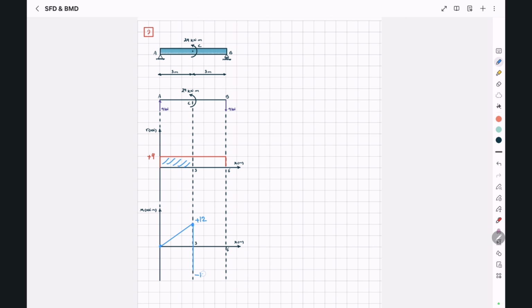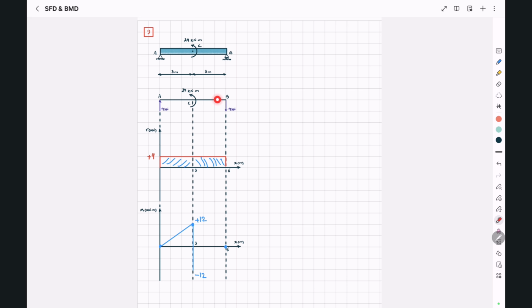This is -12. Between C and B, we don't have any concentrated moments applied. So the change in moment will be the area of our shear diagram between these 2 points, or this area, which is equal to +4 multiplied by 3, or +12. So the moment at point C is equal to -12. The change in moment between C and B is +12. So -12 plus 12 will bring you to this point, where moment is equal to 0.